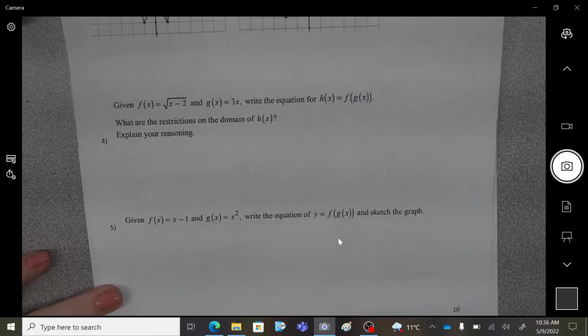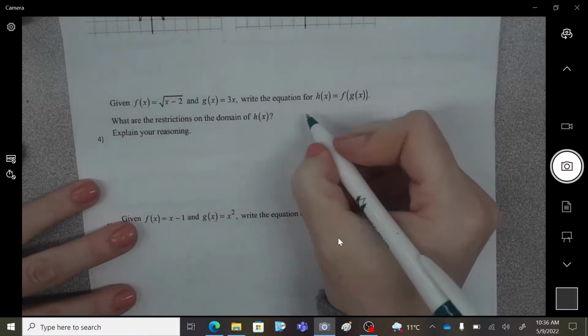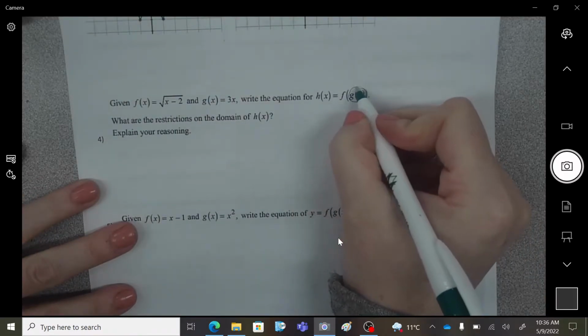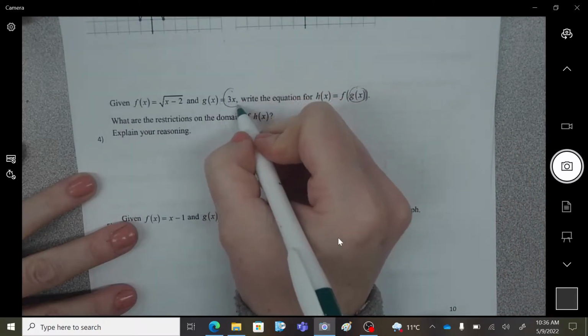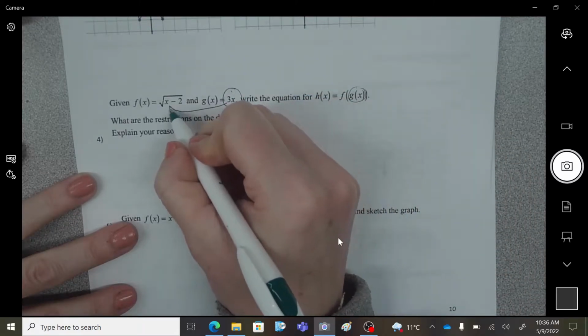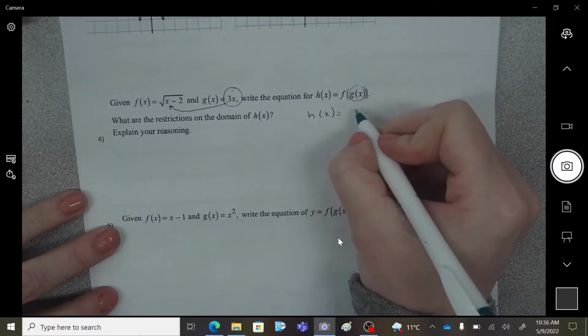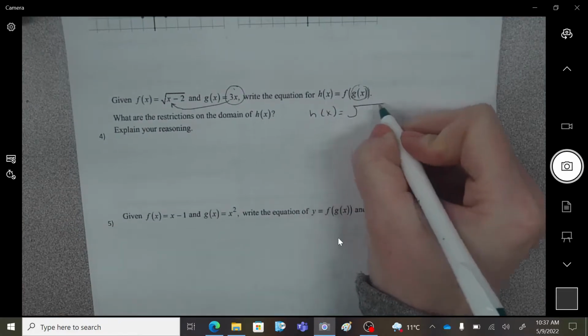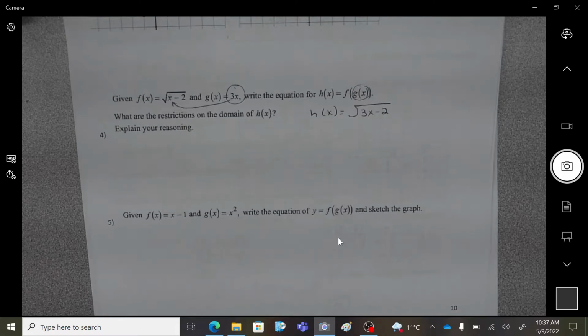Number 4, I've been given these two equations. Write the equation for the f of g of x. I'm going to plug this into the f function. So this is going to go into that spot. So that is my equation.